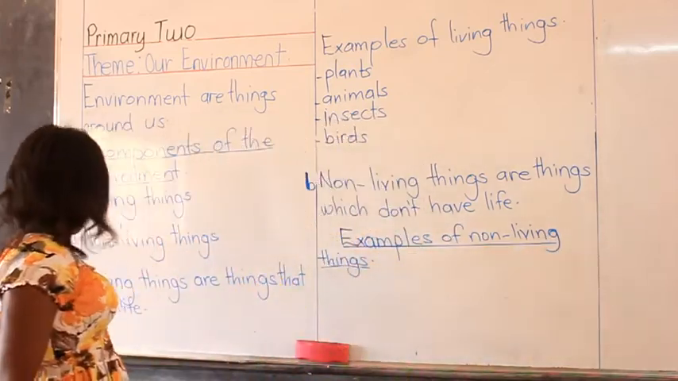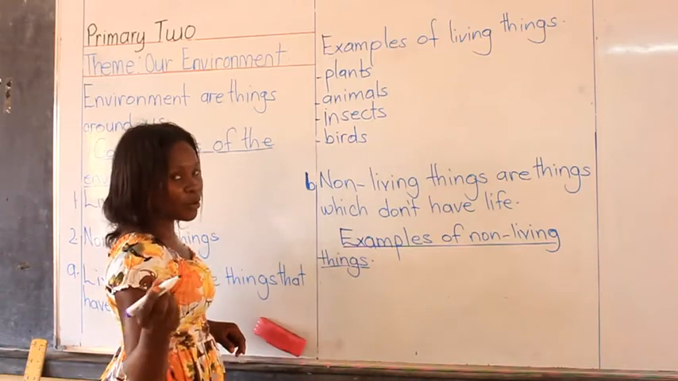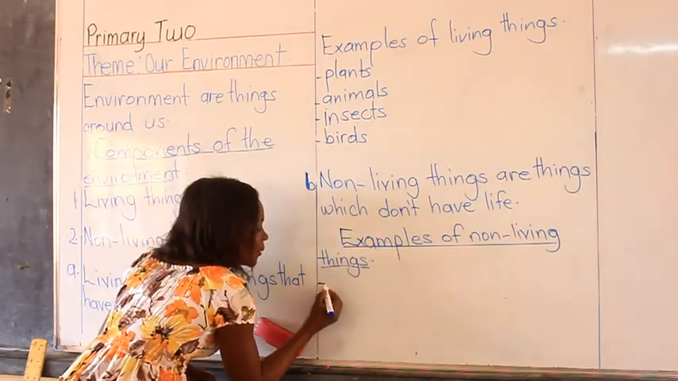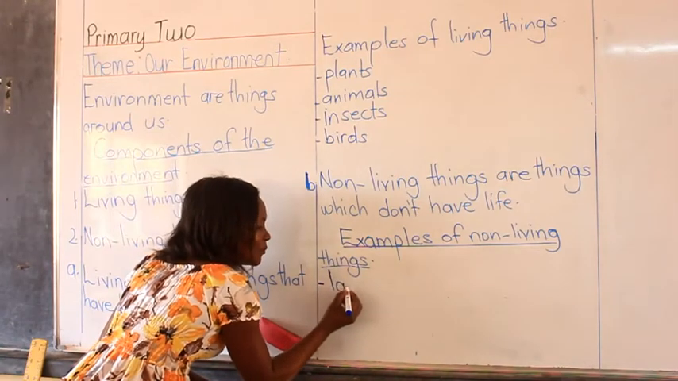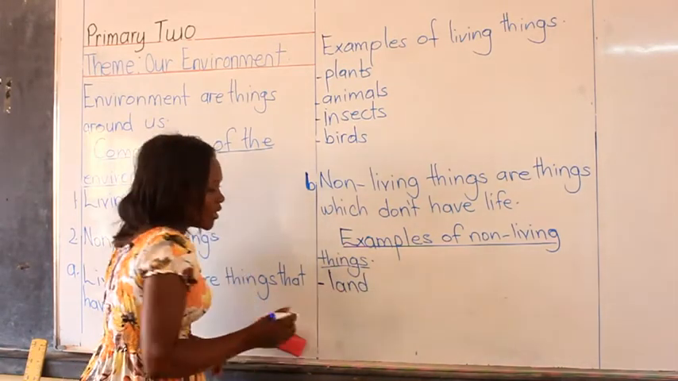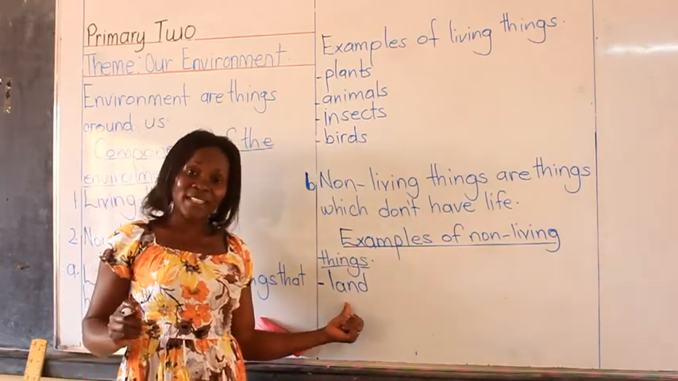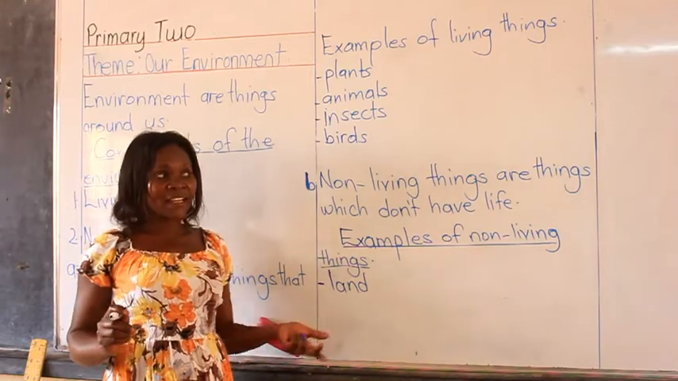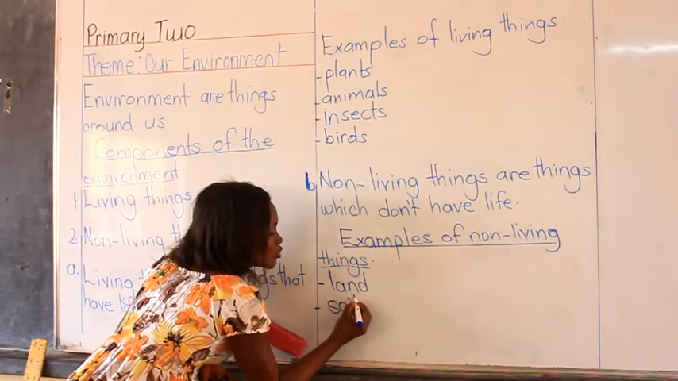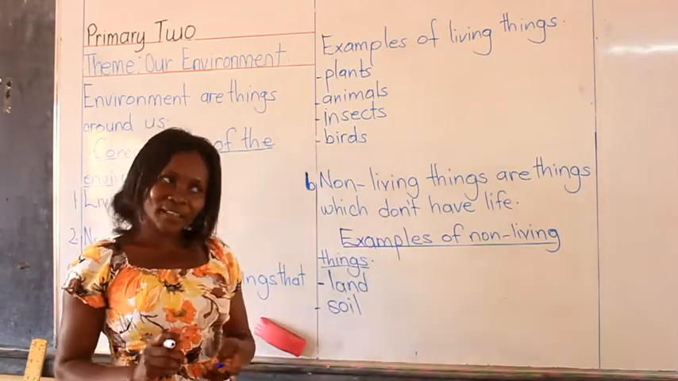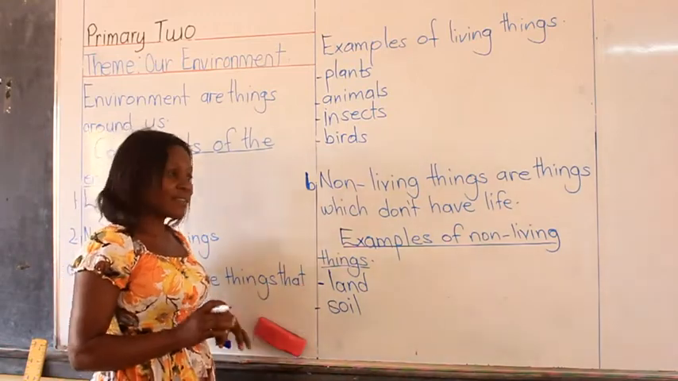Yes. We have examples like, let me think about people who are there at home. Let's talk about home. Where you stay, you set up your home on what we call land. Have you ever heard of this word? Land. Land is a non-living thing. Then you can even use this word, soil. Soil. There is soil in our environment and we use it for very many things.